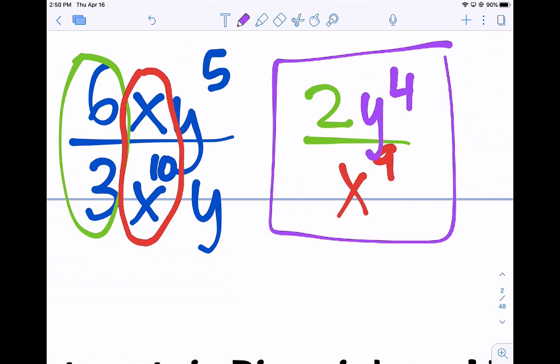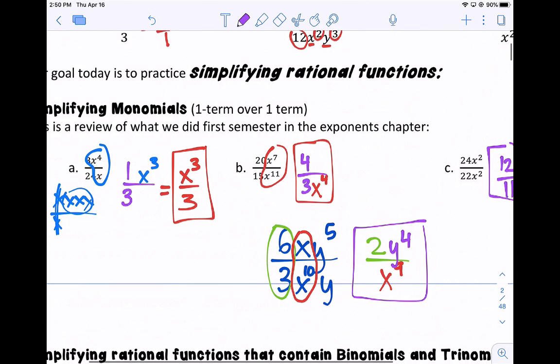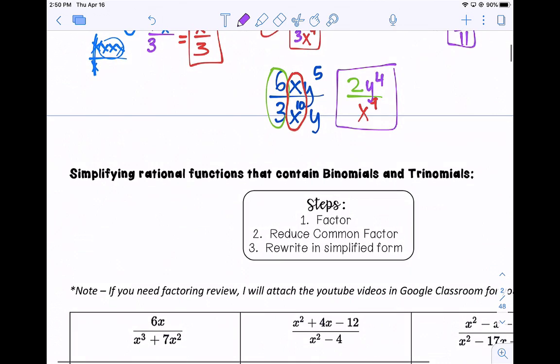So again, this should be a review. You did this in chapter 5, a monomial over a monomial, but now we're looking at simplifying rational functions, and so this fits under that category as well. Okay, so let's take a look at what if they have a binomial or a trinomial. How would you simplify that?